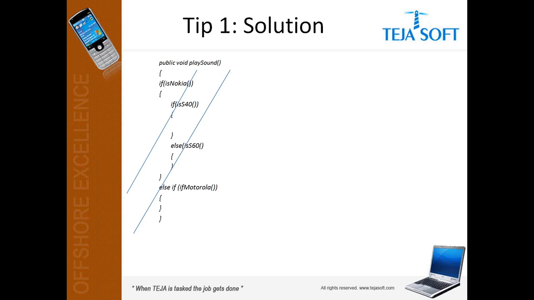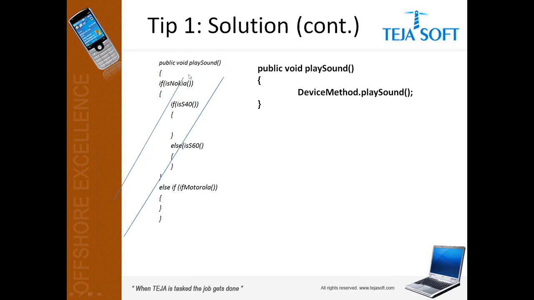So we want to do away with this kind of code. That's the very simple philosophy we have. We need to make sure that this code should not exist for professional enterprise applications. And then how are we going to meet it? So we have eliminated this code, and we want to write it in an object oriented way, just by calling device method play sound.